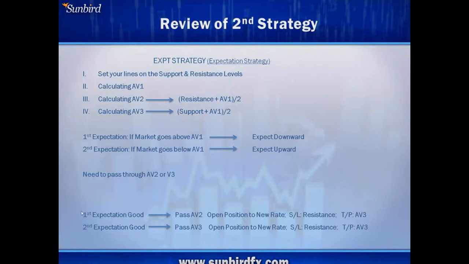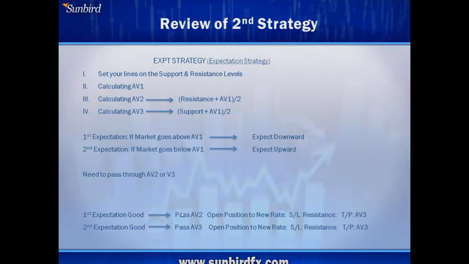Then open your position on long, on a buy position. As you can see here, I did. If the first expectation is good, if the market goes above average 1, and it passes through average 2, open a position at a new rate, until the current rate closes and you have a new rate. So you open your position, your stop loss is your resistance, and your take profit is average 3.